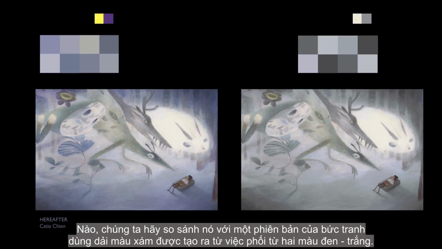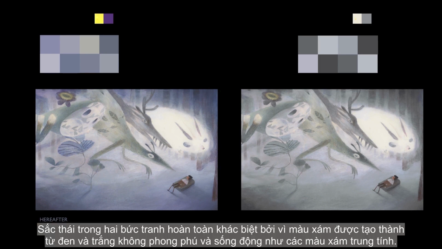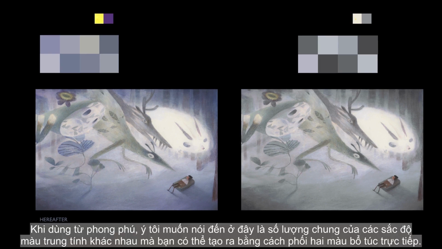Now let's see a side-by-side comparison with a version of this painting that uses grays made from black and white. The tone feels different because grays made from black and white are not as rich as neutral grays. And when I say rich, what I'm referring to is the sheer number of different neutral colors you can create by mixing two complementary colors.